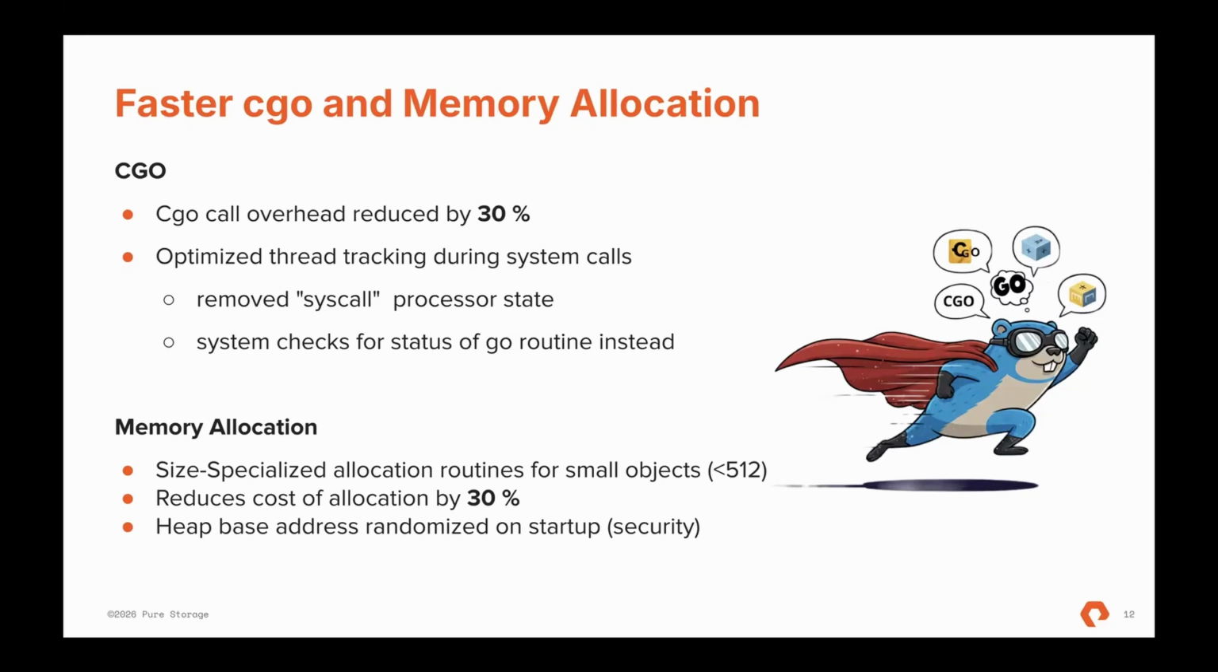As a security feature in this version of Go, the randomization of the heap base address was also added. That prevents some attacks: before, every time Go started, the heap would be allocated starting at the same address. Now it's randomized, so it will be difficult for the attacker to actually get to the right part of the memory.